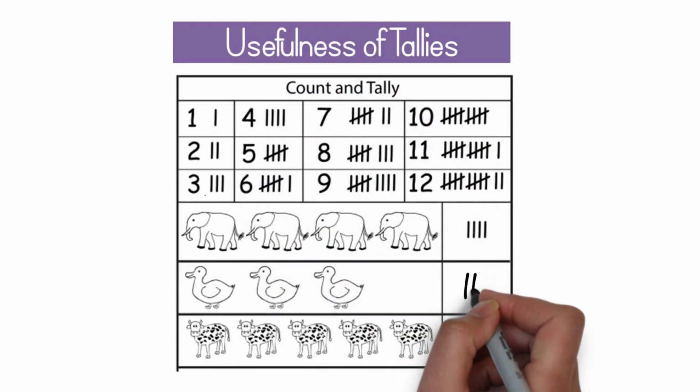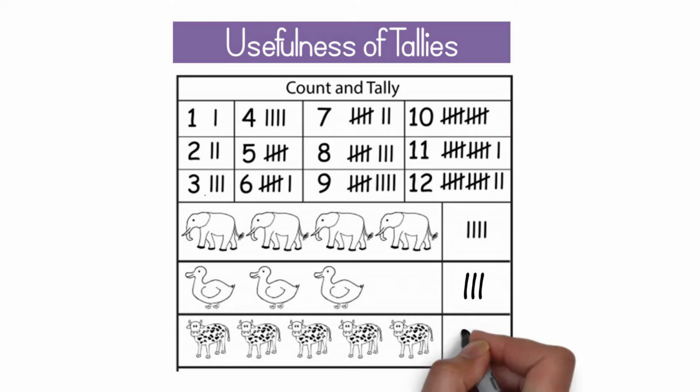Tallies is a very quick way to keep track of numbers in groups of 5 because it is faster than having to write out words or figures. If you record your findings on a tally chart, the data is already collected into groups and you will not need to group it later on.